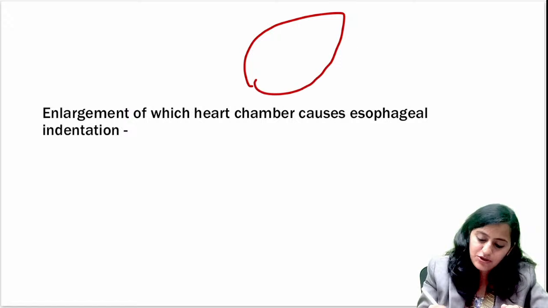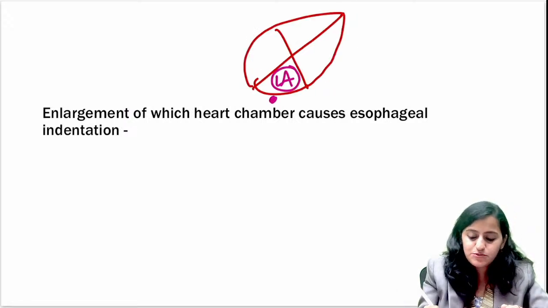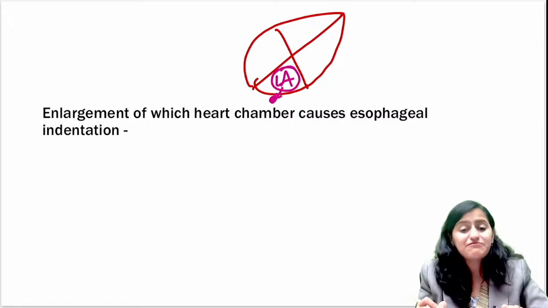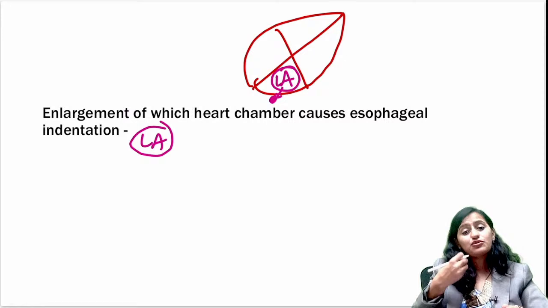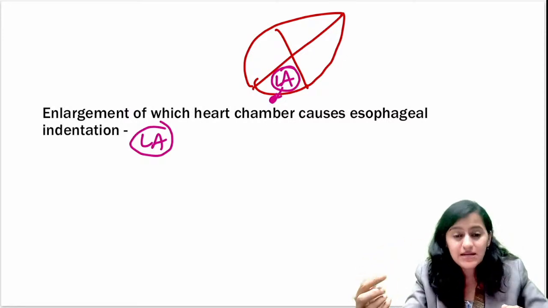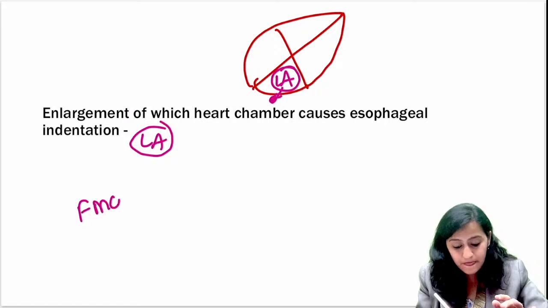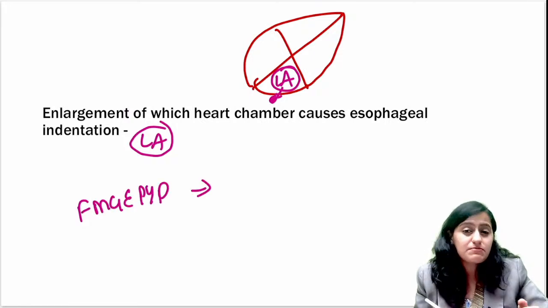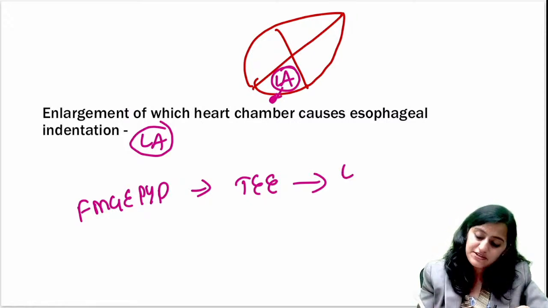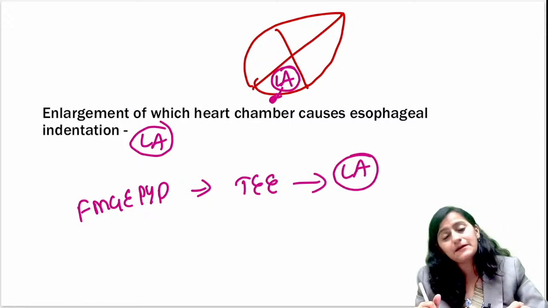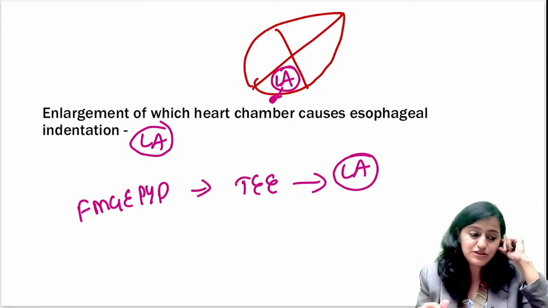Okay, next one, enlargement of which heart chamber causes esophageal indentation? If this is the heart on the CT with the 4 chambers, this is where you have the esophagus, and this is the left atrium. Left atrium is close to the esophagus. So remember, it is left atrium enlargement which can cause esophageal compression. Or vice versa, if the question is asked, this is one of the FMGE PYQs, for which chamber can you do transesophageal echocardiography? Transesophageal echocardiography is done for the LA, right? When we want to see an LA thrombus in a patient with atrial fibrillation, we do transesophageal echo.